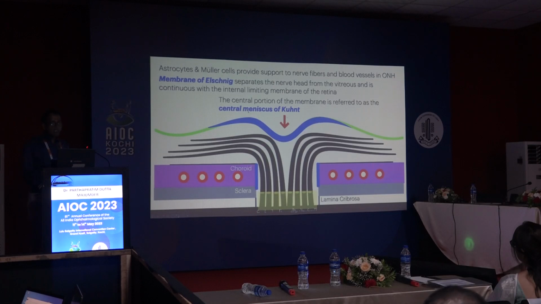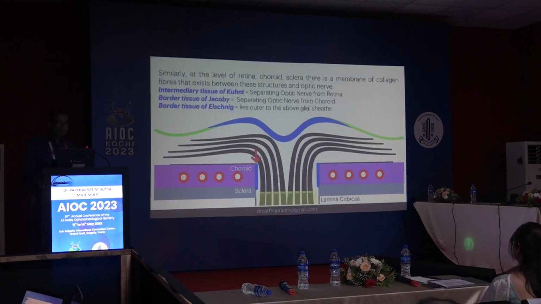What is this? This is the central portion of the membrane. Which membrane? The membrane of Elschnig. So this you have to keep in mind. This membrane is called the membrane of Elschnig. The membrane of Elschnig separates the optic nerve head from the vitreous and is continuous with the internal limiting membrane of the retina. Now the central part over the optic disc, we are showing a cut section through the optic disc, a graphical representation. So this basically is the central meniscus of Kuhnt.